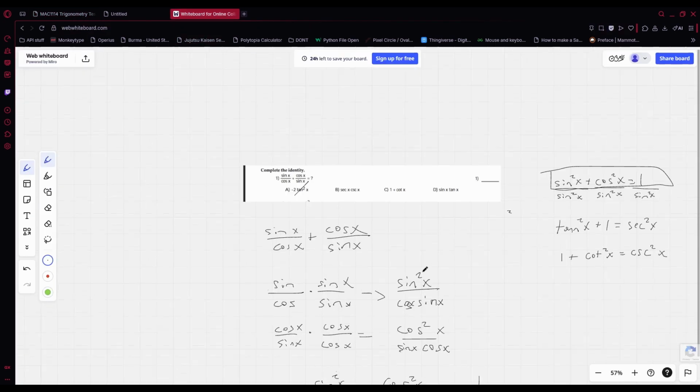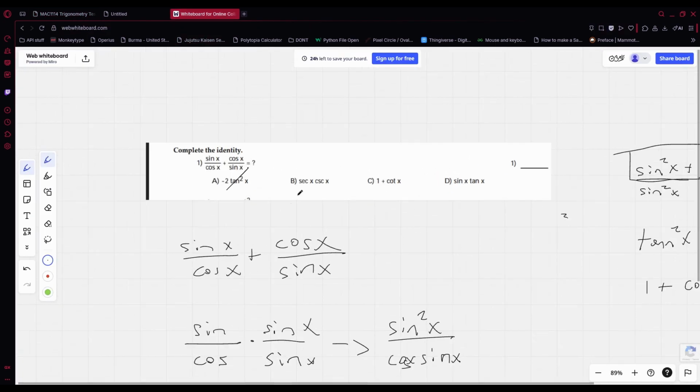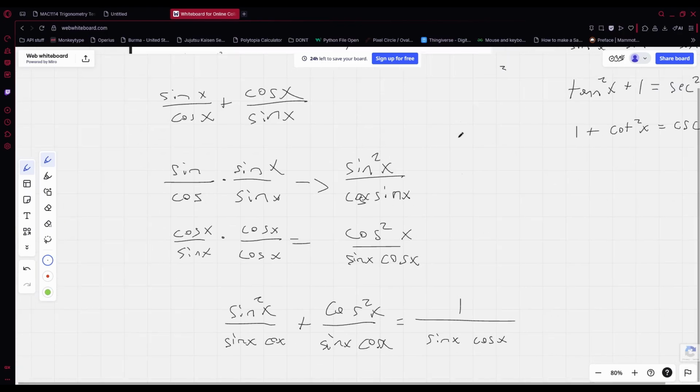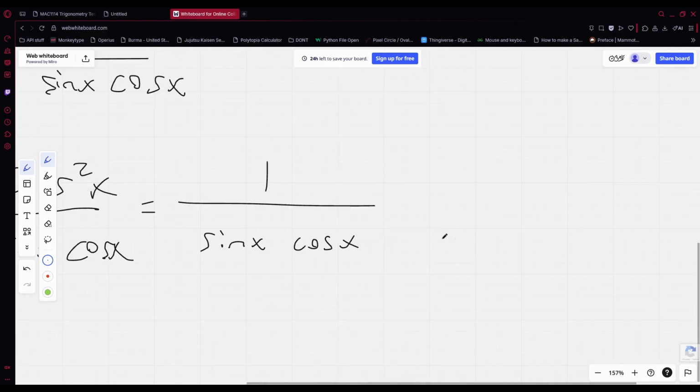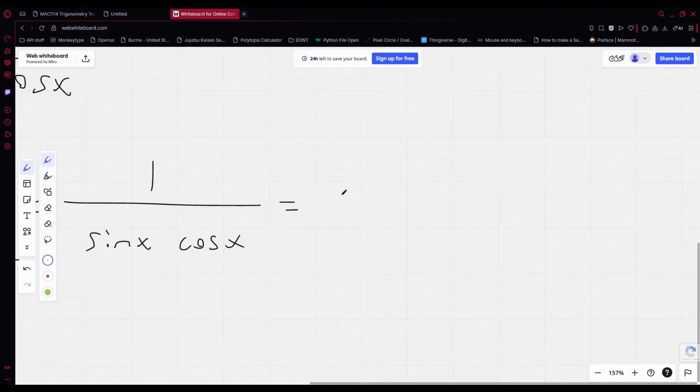Cool. Now what? Let's look at our answer choices. Oh wait, they're right here. Well, it's probably not this one, sine x tangent x. There's no sine in the numerator, so it doesn't really make sense. So it's got to be this, right? And I'll show you how we get that, actually. This expression here is equal to 1 over sine x multiplied by 1 over cosine x.